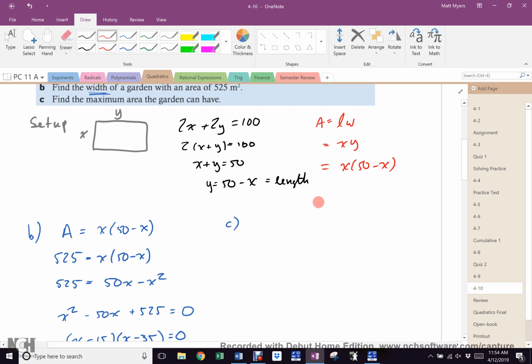Let's go back to the very beginning. This is where we were. 525 equals 50x minus x squared. How will we use that to find the vertex? Pardon? I could complete the square. That's one option. What else could I do? I only need the x value of the vertex, don't I? Isn't there a way to find the x value of the vertex when I'm in standard form? What is it?